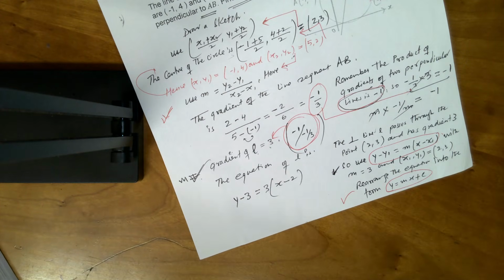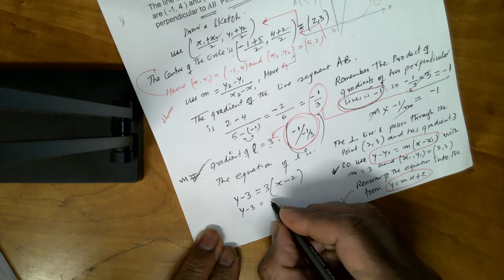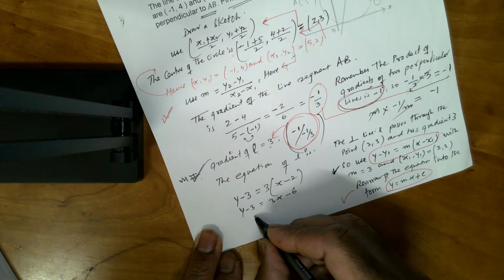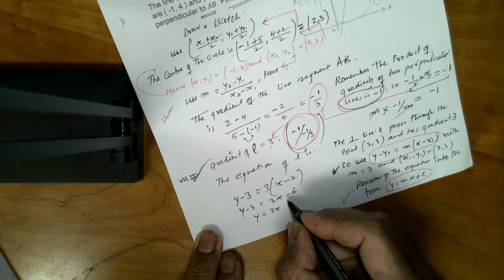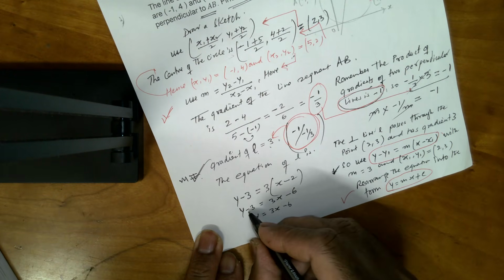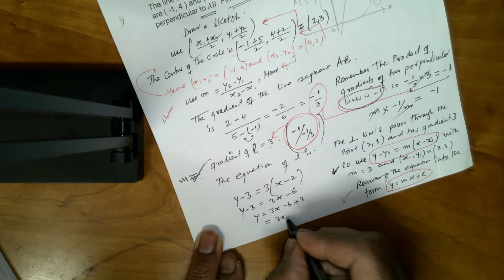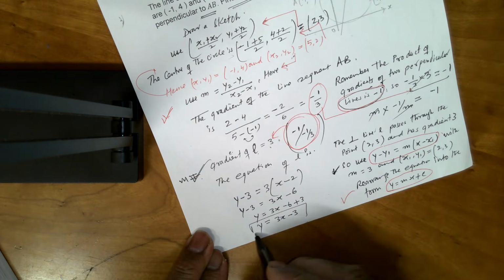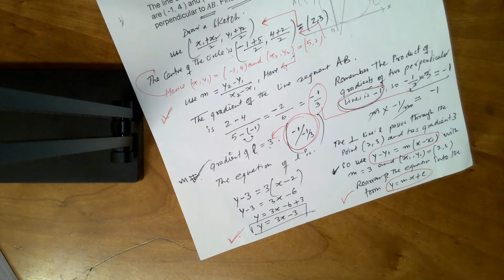Clear so far? Now you just need to rearrange this one. Minus 3, then you got here 3x minus 6. What would y be? The y would be this minus 6 here. That minus goes there and becomes a plus. So y would be 3x minus 3. So this will be your equation of L. This is how we get that.